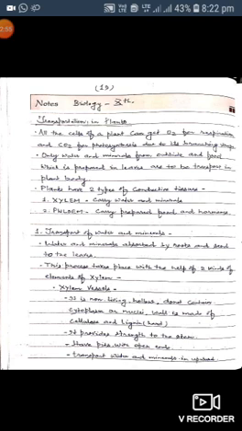Now, the transport of water and minerals. How does the transport of water and minerals take place in plants? As you know, water and minerals are absorbed by the root hairs of the roots and sent to the leaves through xylem cells. This process takes place with the help of two kinds of xylem elements: one is xylem vessels and the second is xylem tracheids.